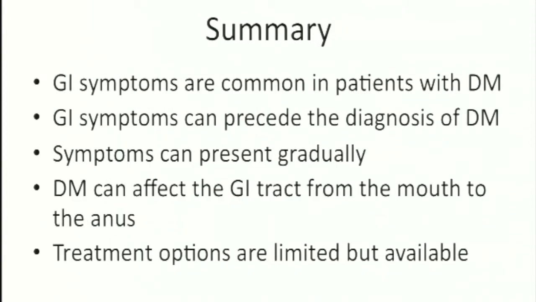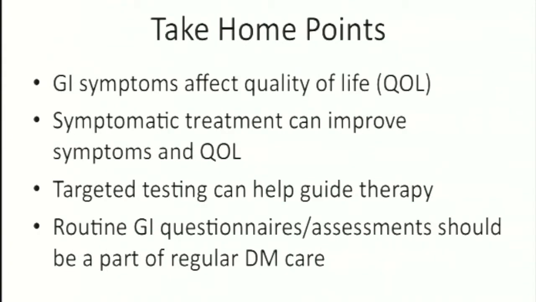So in summary, GI symptoms are common in patients with DM. The symptoms can precede the diagnosis of DM and can present very, very gradually. DM can affect the GI tract from the mouth all the way down to the anus. Treatment options are limited but available. The symptoms can affect the quality of life. Symptomatic treatment can improve symptoms and quality of life. So this is not a cure, but we're really trying to make an impact on quality of life and functioning.